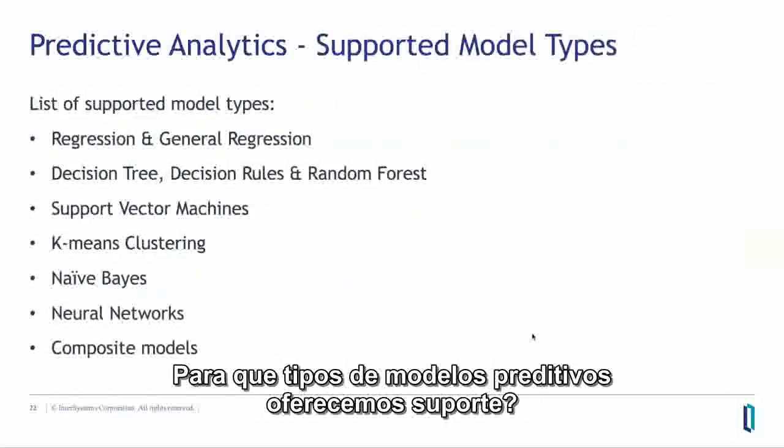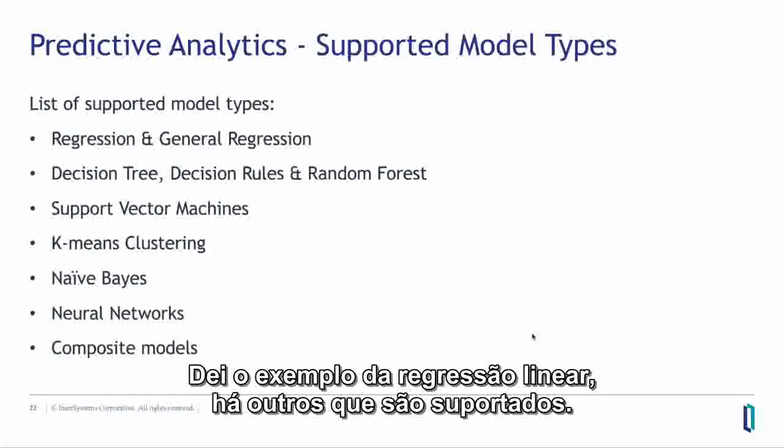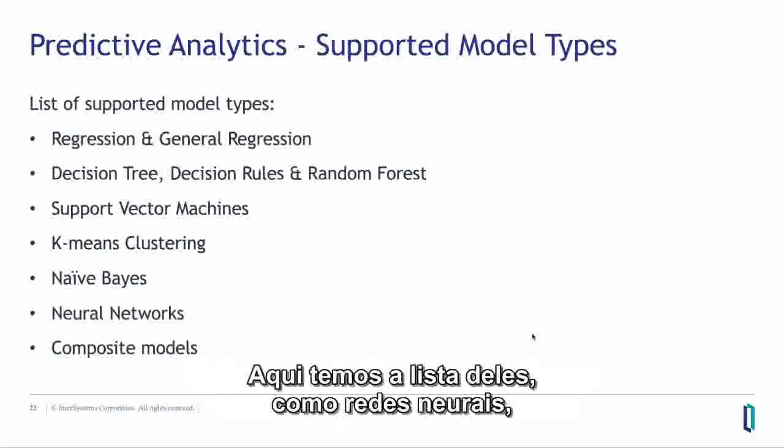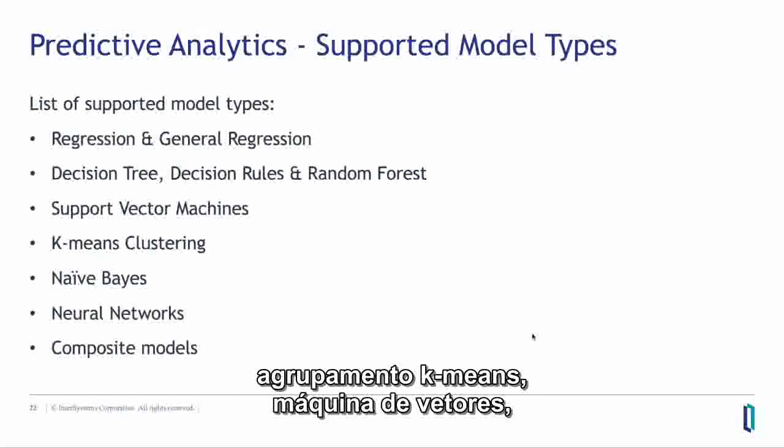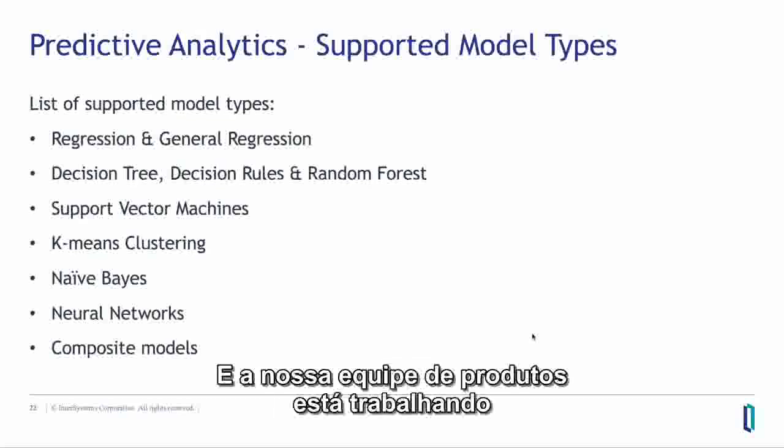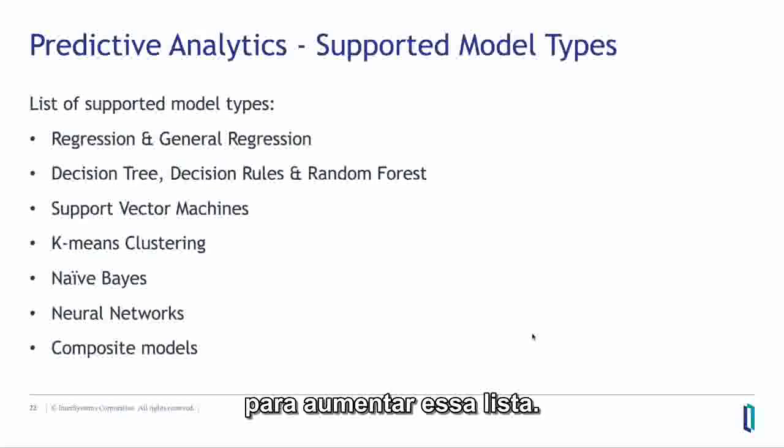What type of predictive models are supported? I gave you an example of the linear regression. There are other ones that are supported, and here is the list, like neural networks, K-means clustering, the vector machines, and others. And our product team is working on enhancing that list.